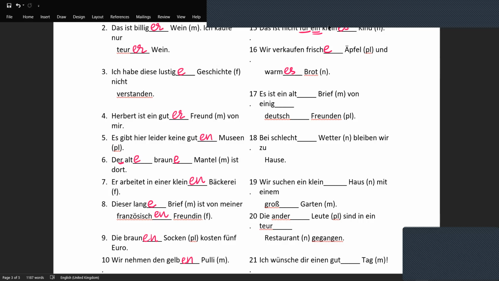Es ist dein alter Brief von einigen deutschen Freunden. Bei schlechtem Wetter bleiben wir zu Hause. Because bei is dative. Stimmt. It's a dative form.